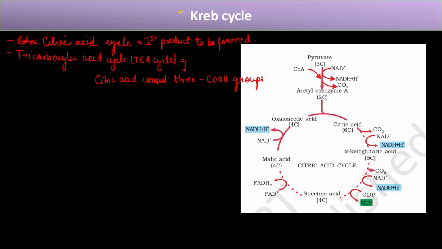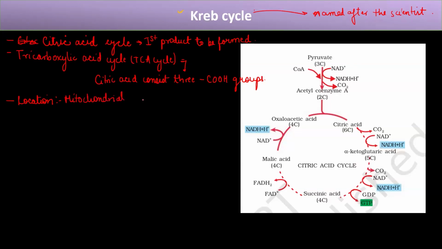And why is it known as the Krebs cycle? Because it is named after the scientist who discovered this pathway. Okay. Now, what is the location of the TCA cycle? The location is the same as the link reaction, that is, the mitochondrial matrix.